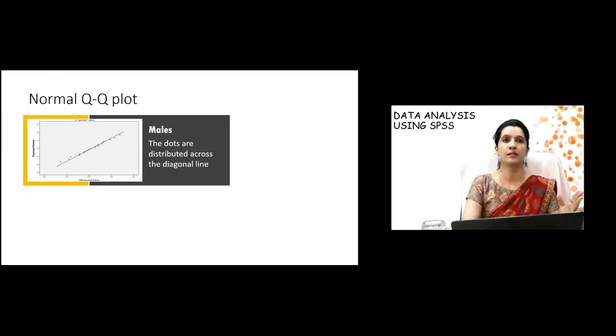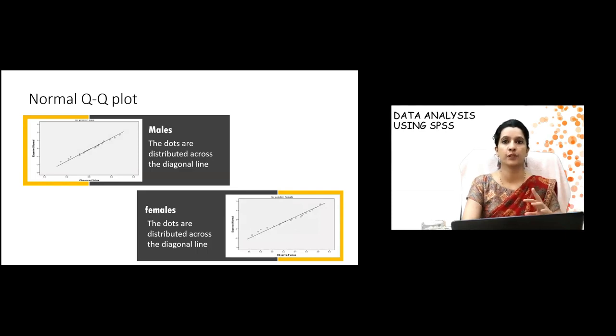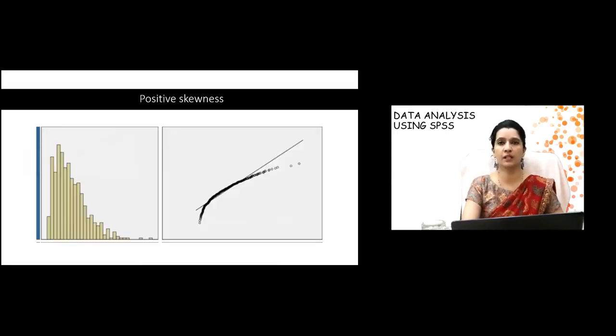You can see that the individual dots are lying across the line. And this is again a QQ plot of females, and you can see here that it is also normally distributed because most of the data is aligned diagonally on that line or very near to that line.